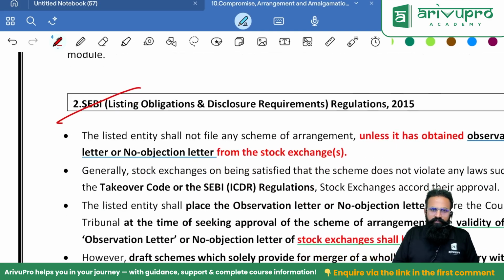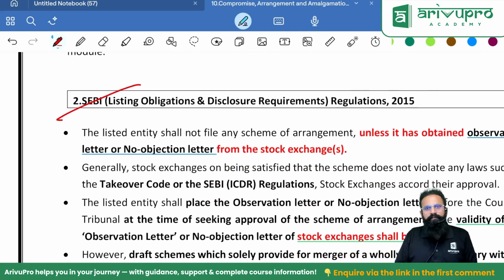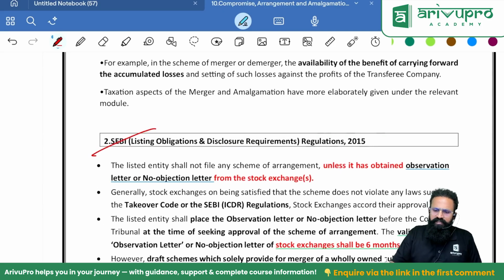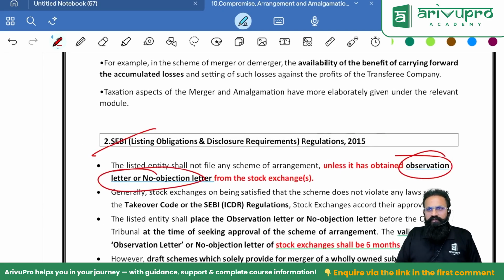SEBI LODR. Why is SEBI LODR coming? Before you go and apply to any tribunal for any merger or amalgamation, you have to first file it with the stock exchanges. The stock exchange will give you something called a no objection letter or observation letter. You need to take this to the court. Before you go to the court, you have to first go to the stock exchange. That's the procedure. And if the merger is between a holding company and its wholly owned subsidiary, this observation letter and no objection letter is not required.